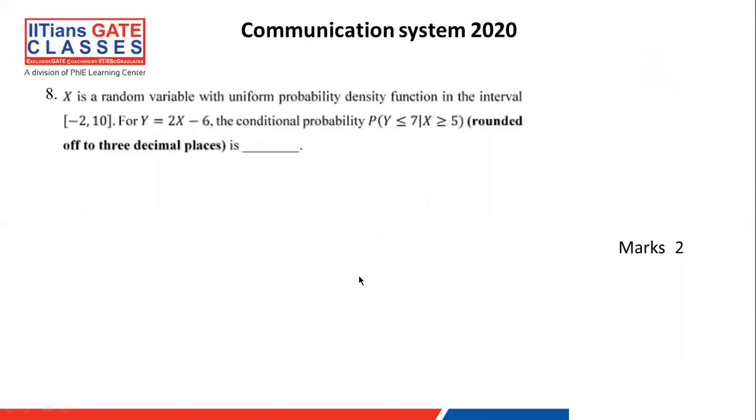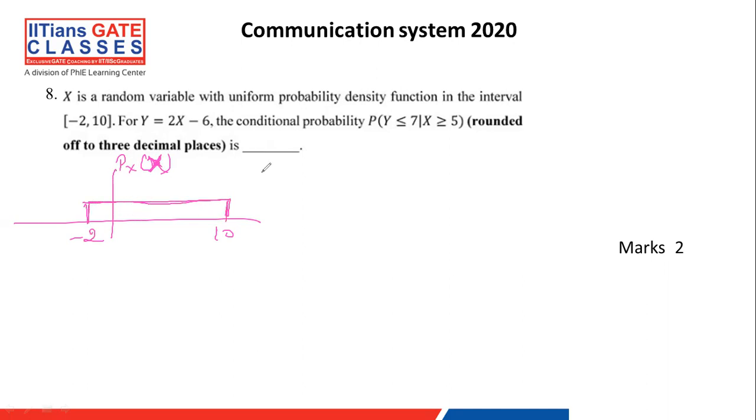Now this is the last problem. Here the random variable has a uniform probability density function on an interval. So here we have a random variable x, which is from the interval -2 to 10. If you plot p_X(x), it will be from -2 to 10, and since it is uniform, it will be constant. That is what a uniform random variable is.